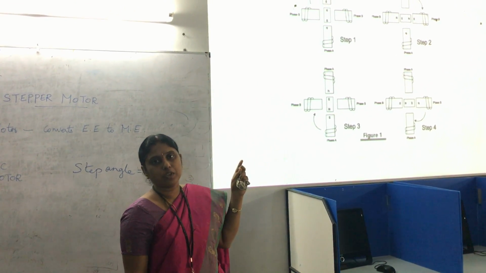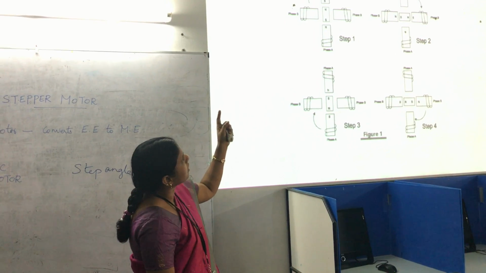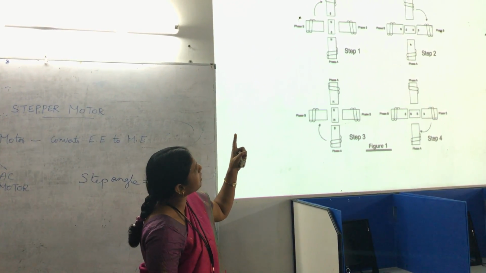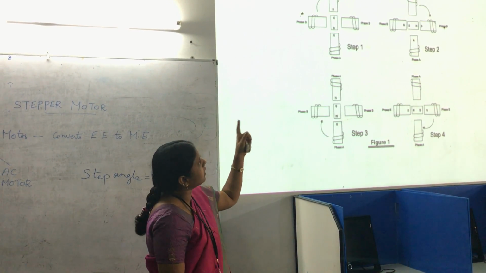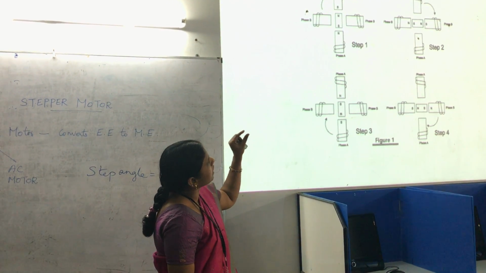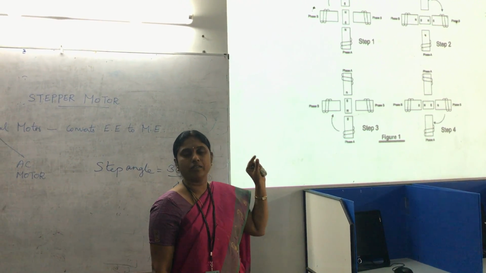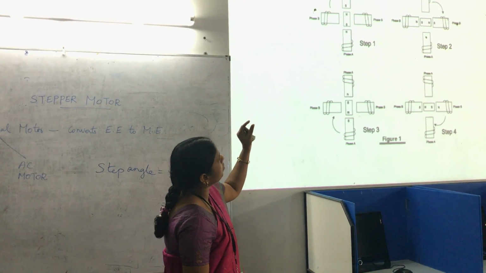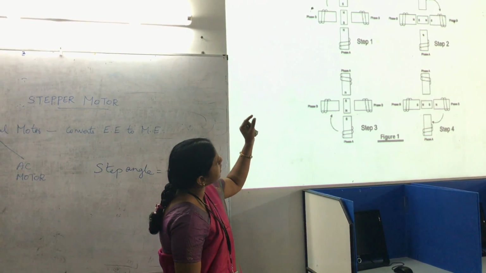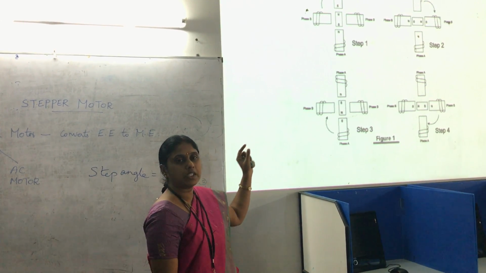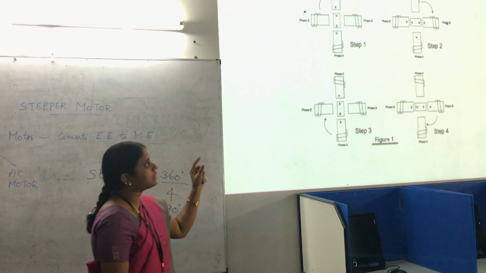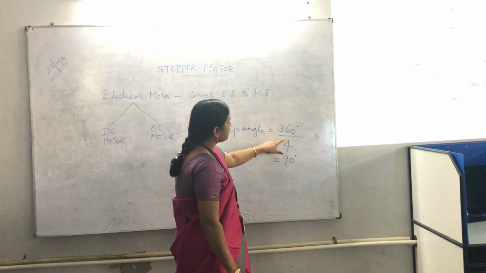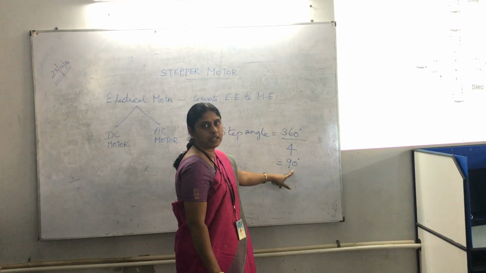Then when we want to change the position of the rotor, the supply is given to phase B. The supply given to phase A is cut, and then it is given to phase B. In that case, that electromagnet will act as a magnet and produce flux, and therefore the rotor will move from the first position to the next position. In this case, the angle is 90 degrees. Since there are 4 poles, the step angle is 360 by 4, therefore we get 90 degrees.